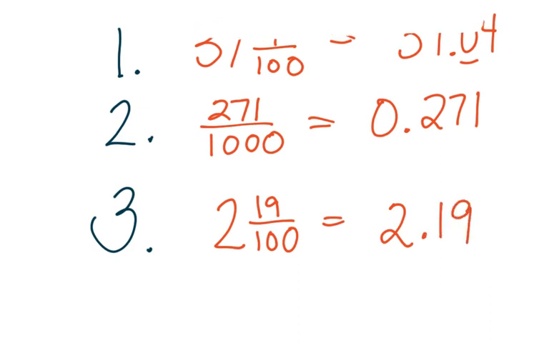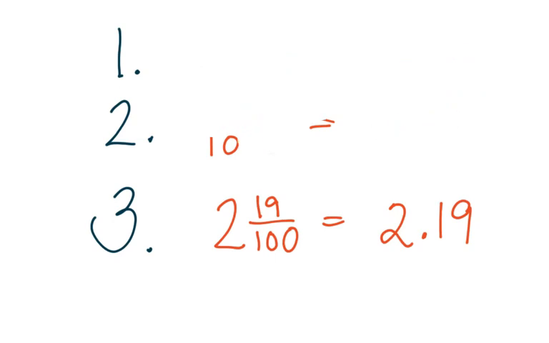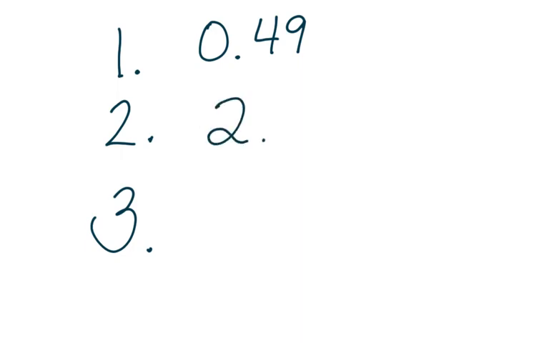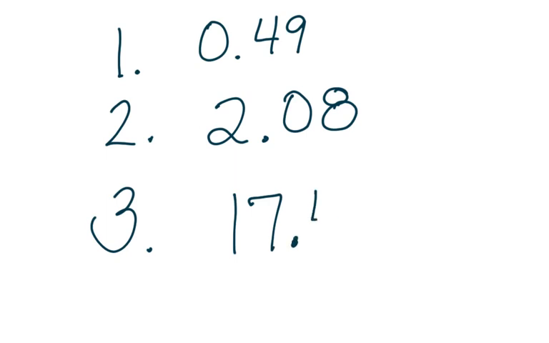All right, erase. This time, I'm going to give you a decimal, and I want you to write it as a fraction. 49/100, please write that. This is going to be a mixed number. 2 and 8/100. And number 3, 17 and 4/10.